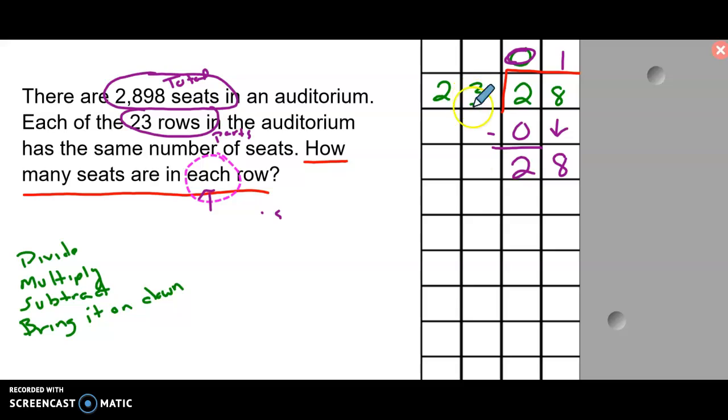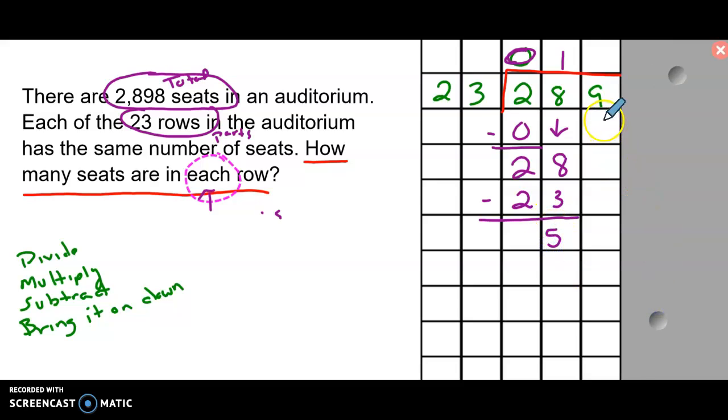Now I'm going to multiply. 1 times 23 is 23. Now I'm going to subtract. 28 minus 23 is 5. Now I'm going to bring it on down. 9. Now, how many times does 23 go into 59? Well, some of you already know it's 2 times. But if you didn't know, look, there's a shortcut.